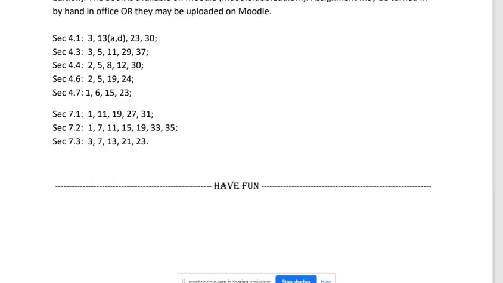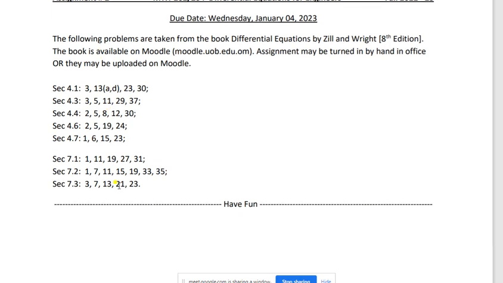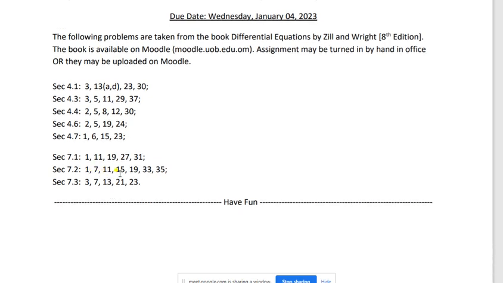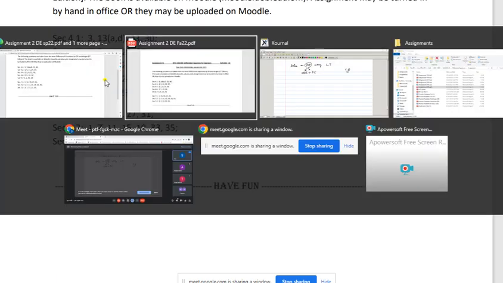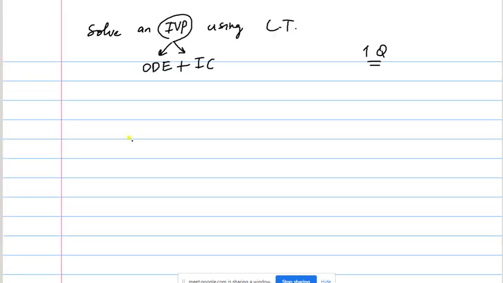Assignment 3: 1, 7, 11, 15, 33 and 35. These two I gave you. I did these two equations in my last lecture. I did both the questions, 35 I did in class. So let me pick something which is a little more difficult.